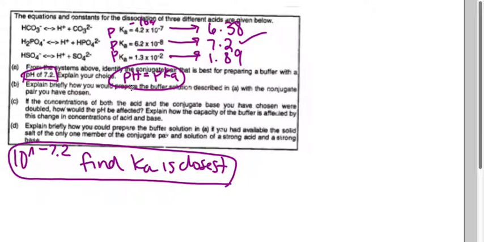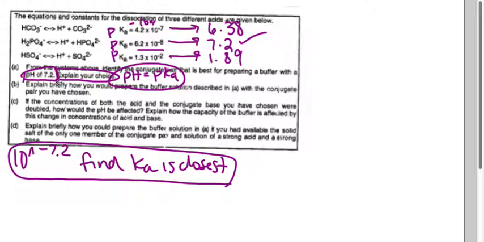Or you can say the first one would have a pKa of this, the second one would have a pKa of that, the third would have a pKa of that. I'm choosing this one closest. Something like that. But show your work somehow of what you did to figure that out. Just saying buffer number 2 isn't going to cut it because it says explain your choice.